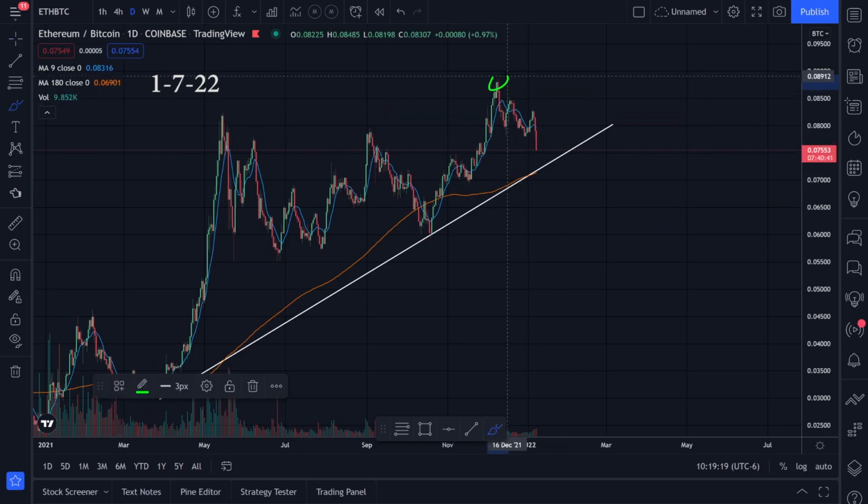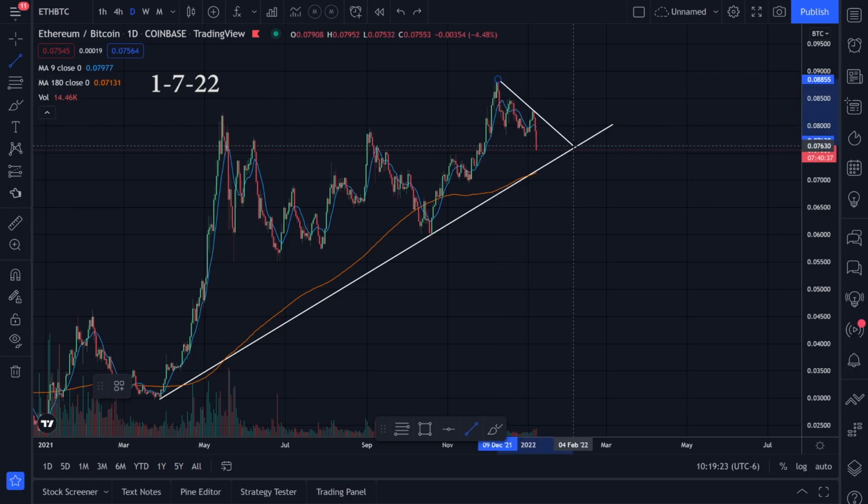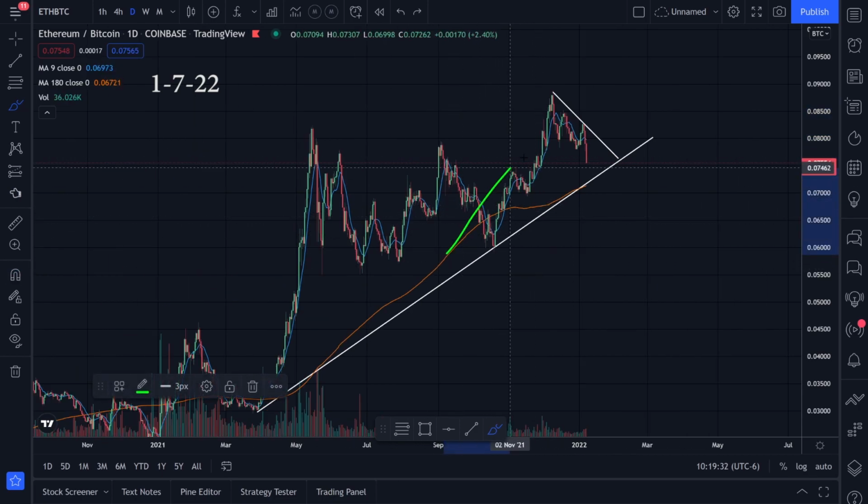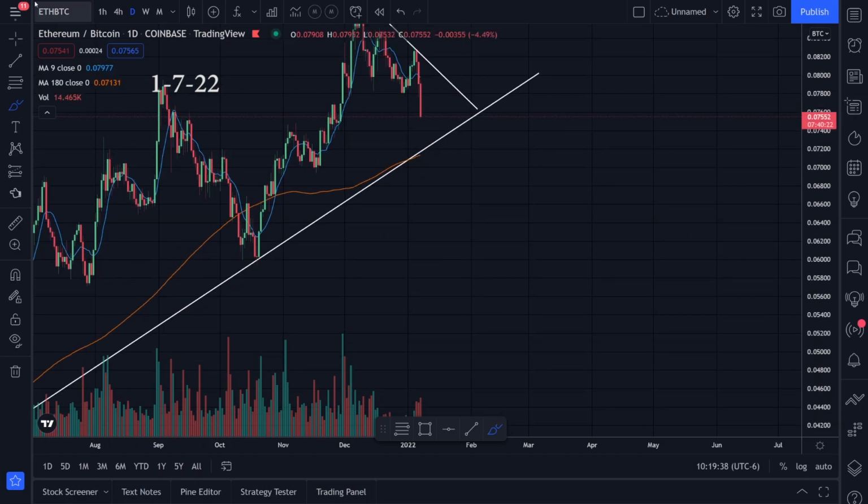We have resistance right here and resistance right here. I'm looking at this downtrend, something like this. So basically it's trending down right now, which is good for Bitcoin. If we break this trend line, it's going to be even better for Bitcoin. If we hold support on this trend line going up and are able to break through right here, then that's going to be good for Ethereum. It's going to be better for Ethereum.